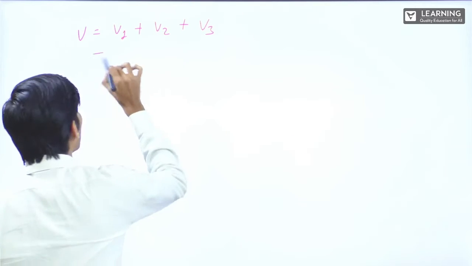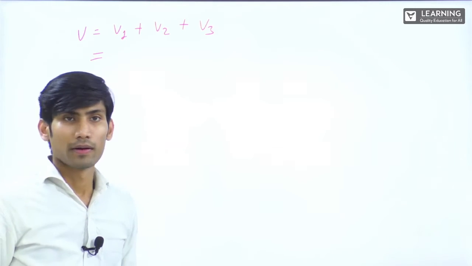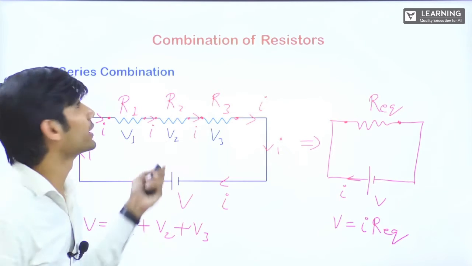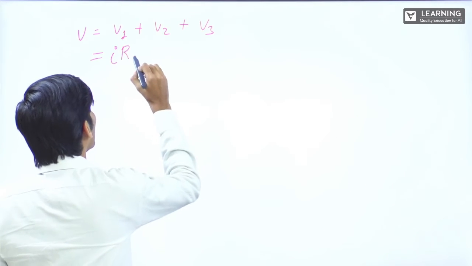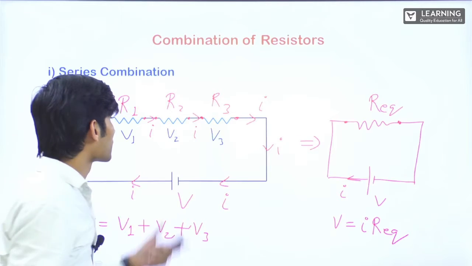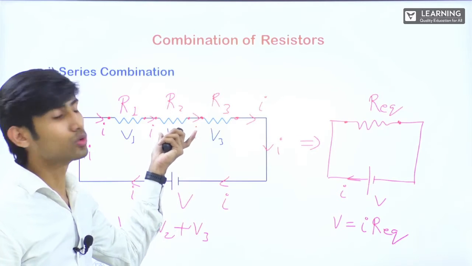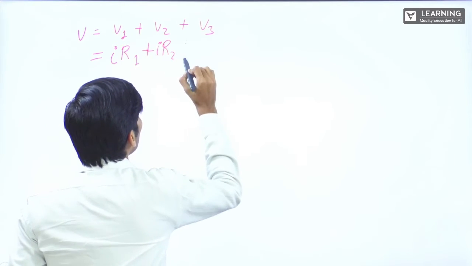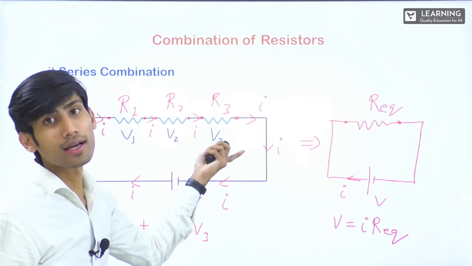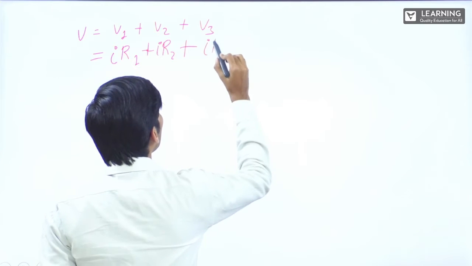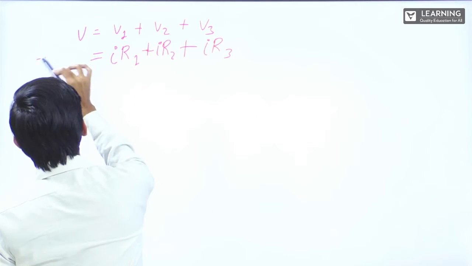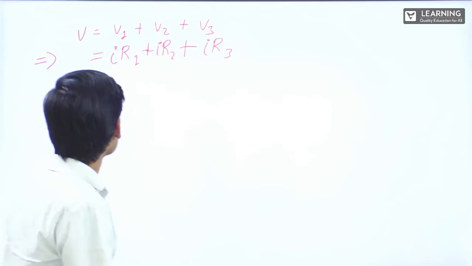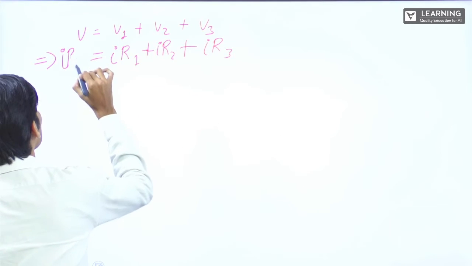What is V1? Potential difference across R1. Current is I, resistance is R1. It will be I R1. Yes or no? Plus across R2, V2 is across R2. Current is I, resistance is R2, I R2. V3 across R3, right? I R3. So from here, now what is V? I R equivalent. Right?